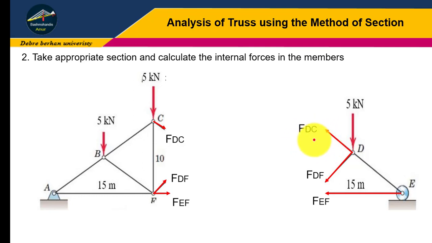The forces in members FDC and the other cut members, on the left-hand and right-hand sides of the structure, are equal in magnitude and opposite in direction, so the net is zero. The cut structure is in equilibrium. Okay.